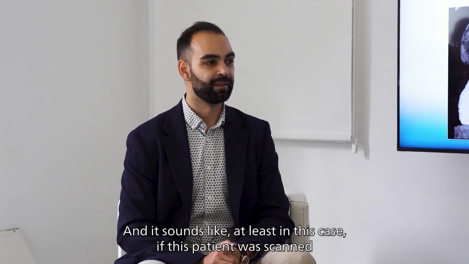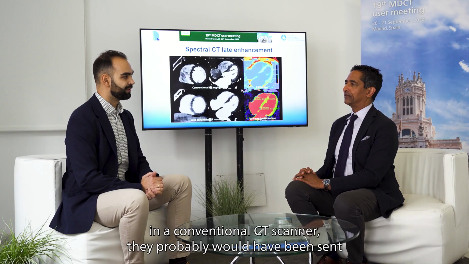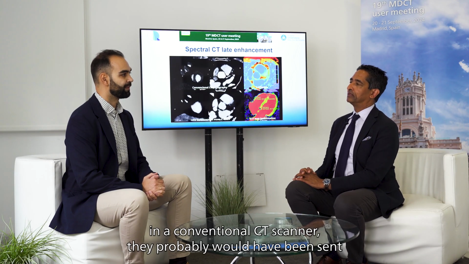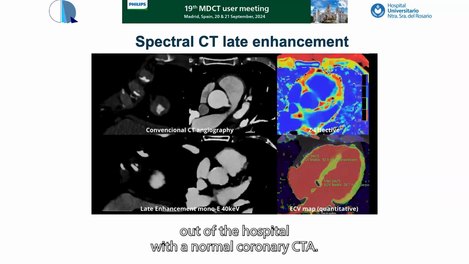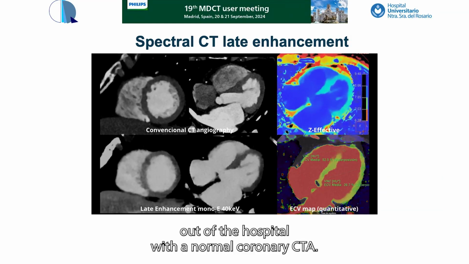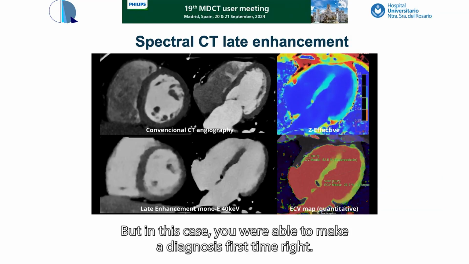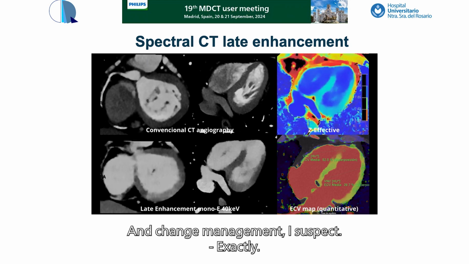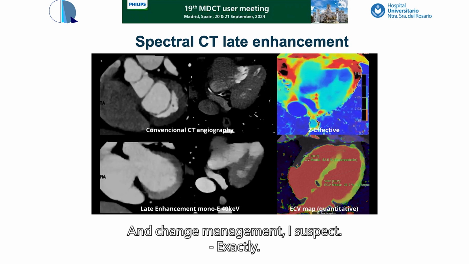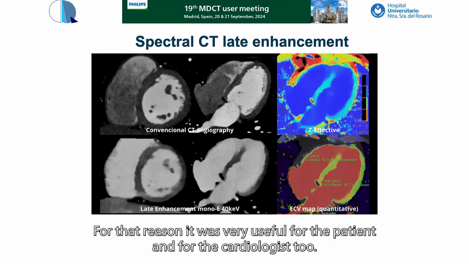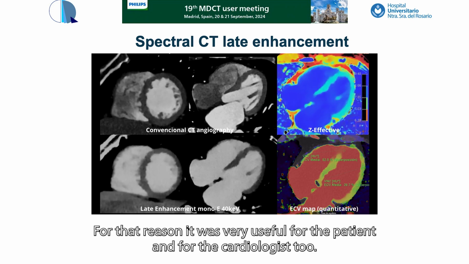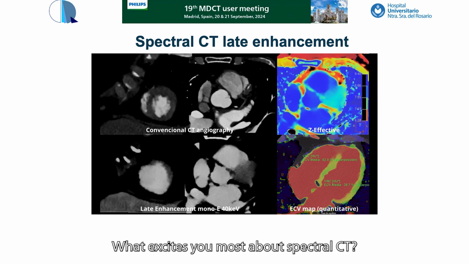And it sounds like, at least in this case, if this patient was scanned on a conventional CT scanner, they probably would have been sent out of the hospital with a normal coronary CTA. Exactly. But in this case, you were able to make a diagnosis first time right and change management, I suspect. Exactly. For this reason, it was very useful for the patient and for the cardiologist too. What excites you most about spectral CT?